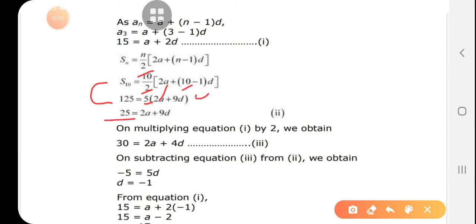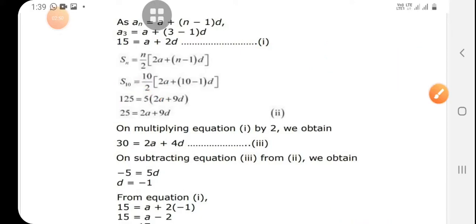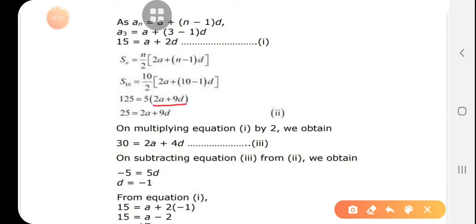Here when we transpose 5 from the right side to the left side, it will divide 125. So we got 125 by 5, that is 25. So I have written here 25. In the right side you get only 2a plus 9d, and we put it as equation number 2. Now we have two equations, equation number 1 and equation number 2, and we will solve them for the value of a and d.